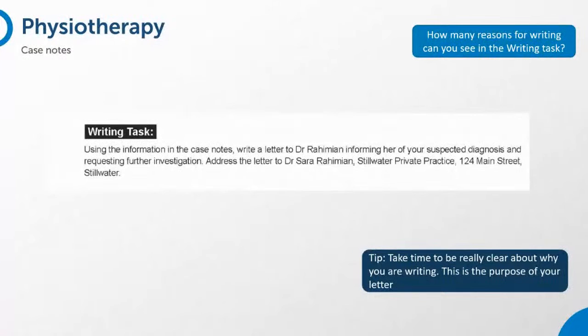All right, so thank you for those responses. Let's look at the writing task together. So the correct answer is 2. This is to inform her, which is the patient's doctor, of your suspected diagnosis and to request further investigation. So there's two reasons for writing the letter, and it's important to make sure that you cover both of those reasons for writing in your letter, whichever profession you are.